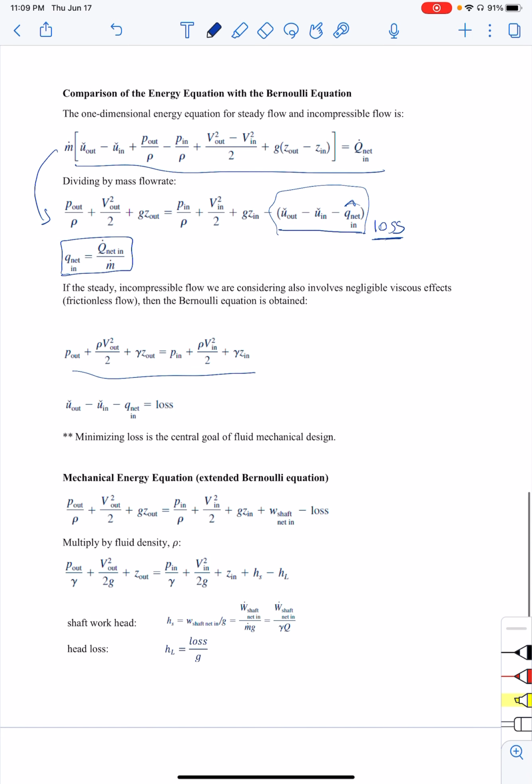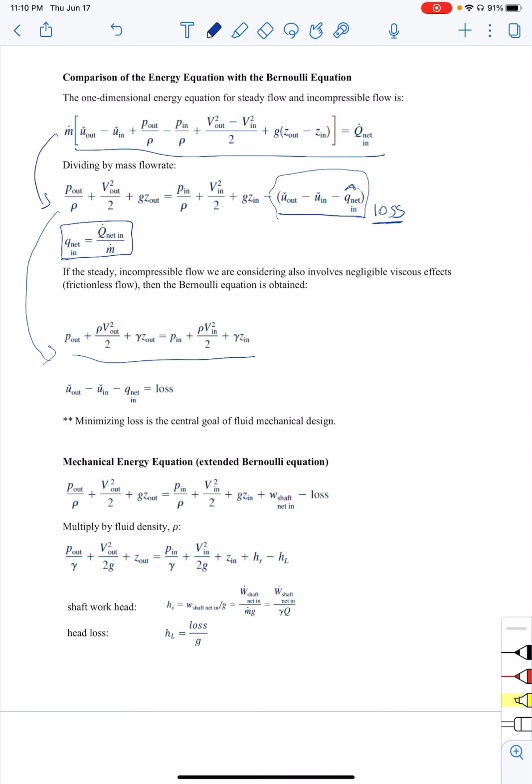So if we just consider negligible viscous effects, meaning frictionless flow, then this equation becomes Bernoulli's equation. It means that we can use Bernoulli's equation to describe what happens between two sections in the flow, as we did before, right? So let's talk about these terms a little bit.